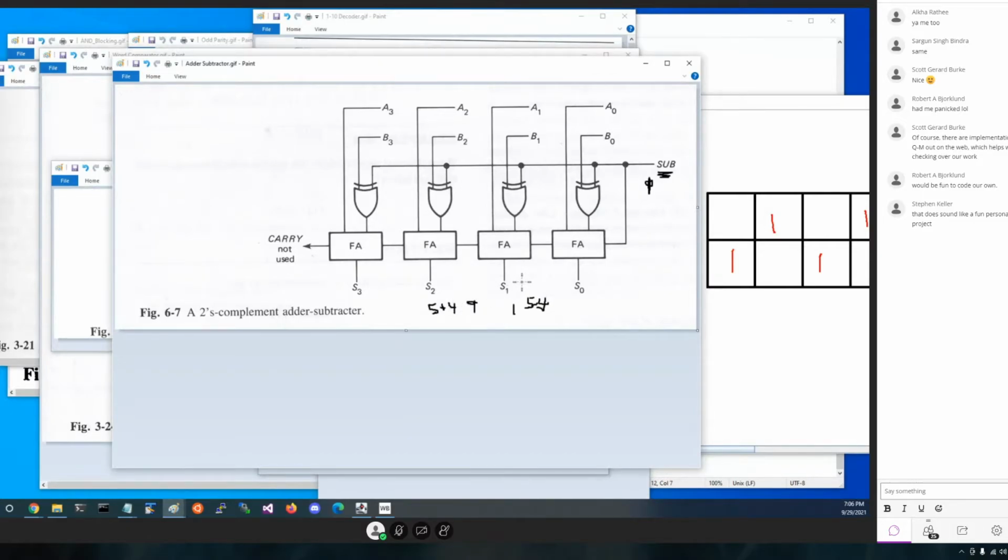Give me a smiley face if you kind of get that. You know where they're hidden away. Mikkel, did you get that? There we go. Okay, anybody have questions about addition and subtraction?